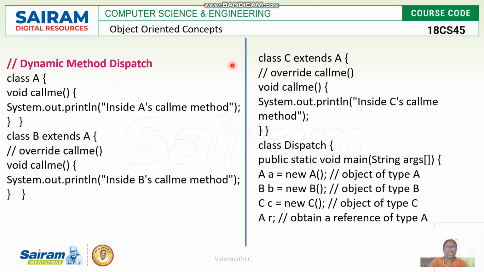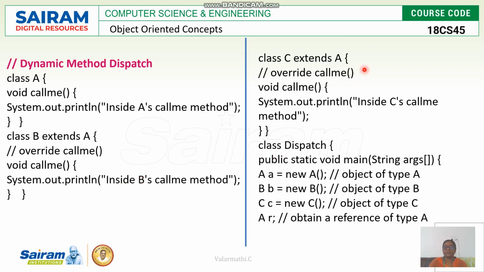Dynamic method dispatch is given with one example program here. Here class A is the first superclass. Void callme is one of the methods inside A. The callme method prints a message, and it is extended by the class B. Again, the callme method is defined, with a different message.